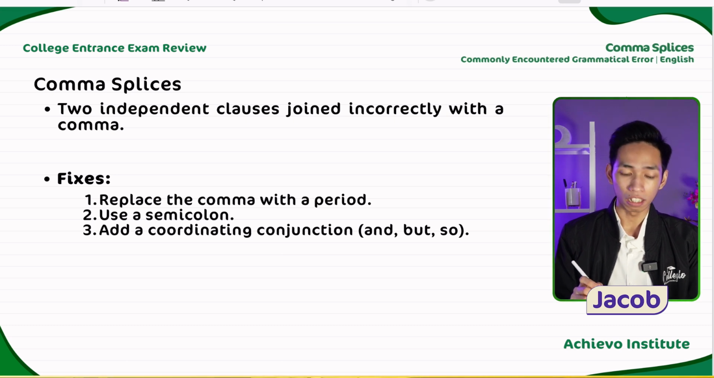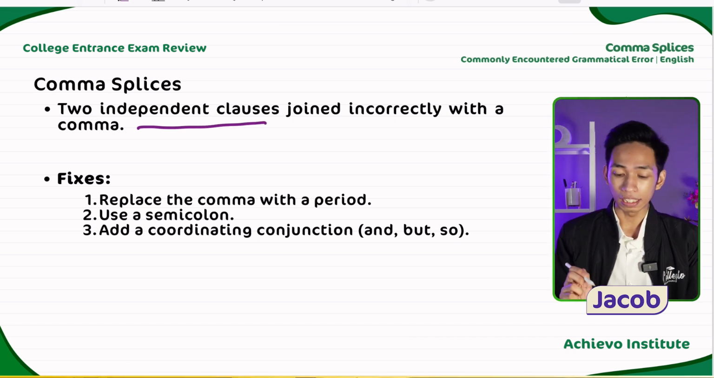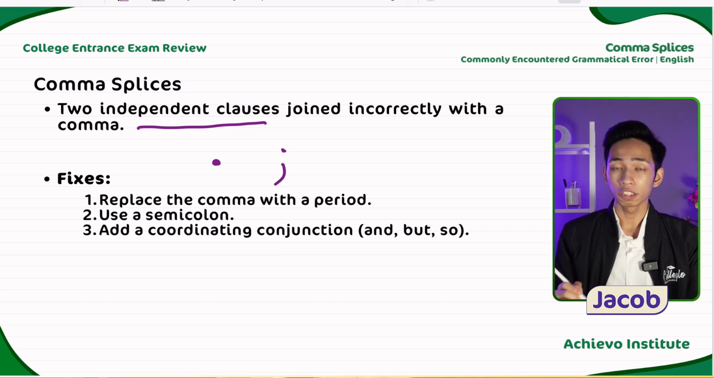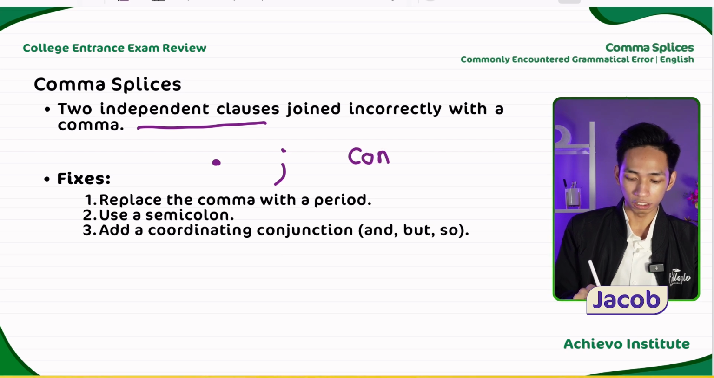Comma splices are two independent clauses joined incorrectly with a comma. What we can do is this. Replace the comma with a period. Use a semicolon or add a coordinating conjunction.